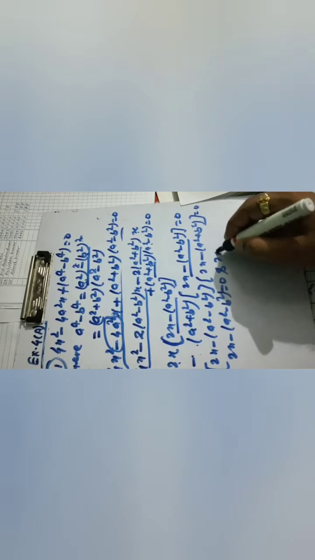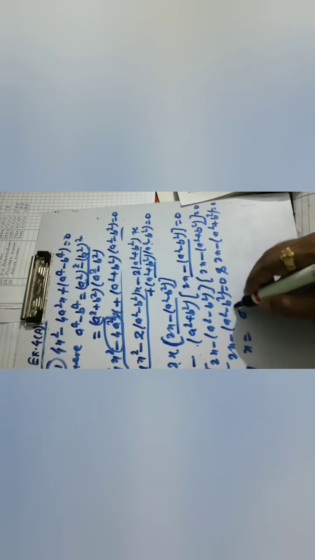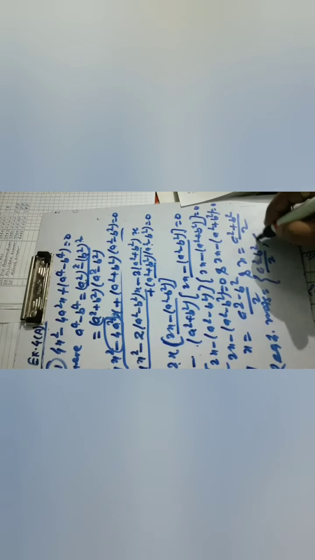This implies that 2x minus a square minus b square is equal to 0, and 2x minus a square plus b square is equal to 0. This implies that x is equal to a square minus b square upon 2, and x is equal to a square plus b square upon 2. Then the required roots are a square minus b square upon 2 and a square plus b square upon 2. This is your answer.